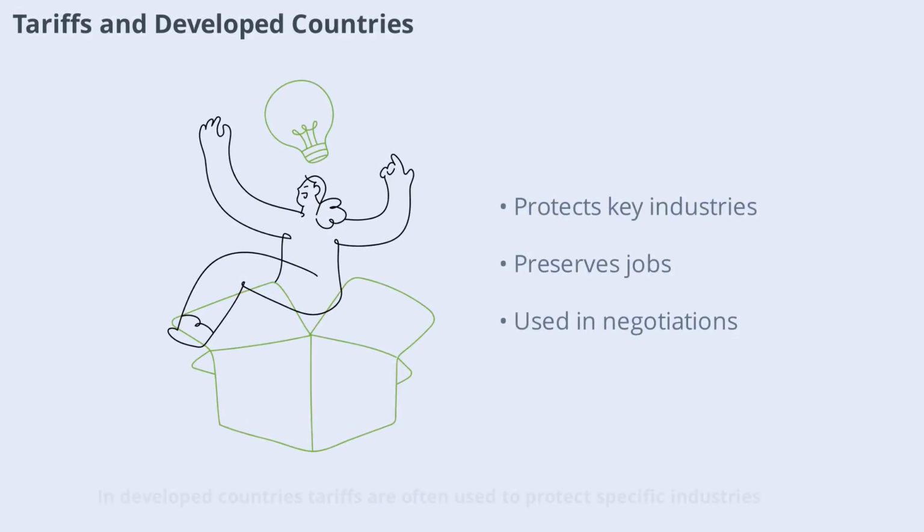In developed countries, tariffs are often used to protect specific industries such as steel or agriculture from foreign competition. While this can preserve jobs, it may also lead to inefficiencies and higher prices for consumers. Developed nations may also use tariffs as leverage in trade negotiations.